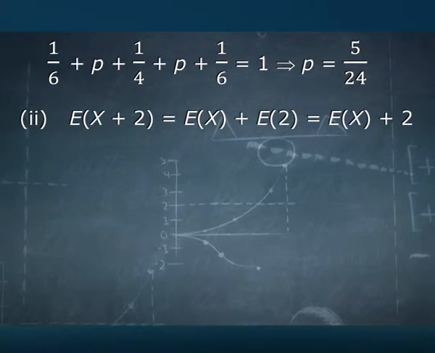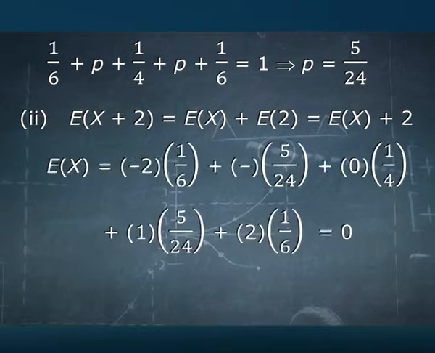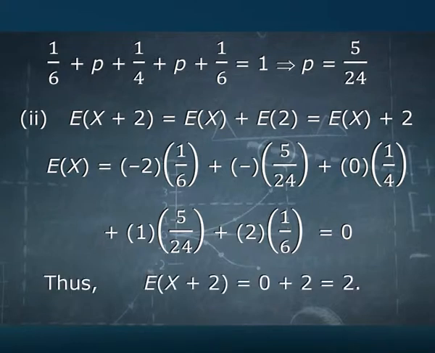In the second part of the question, we have to calculate the expected value of X plus 2. This is equal to the expected value of X plus the expected value of 2, which is equal to the expected value of X plus 2. Now, let us calculate the expected value of X. This is equal to minus 2 times 1/6 plus minus 1 times 5/24 plus 0 times 1/4 plus 1 times 5/24 plus 2 times 1/6. The whole thing is equal to 0. Thus, the expected value of X plus 2 will be equal to 0 plus 2, which is equal to 2.